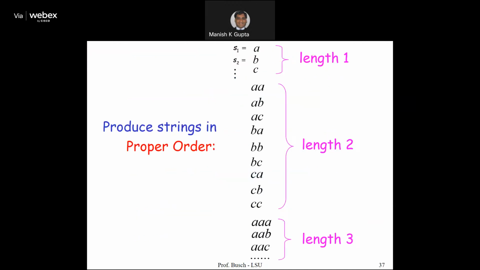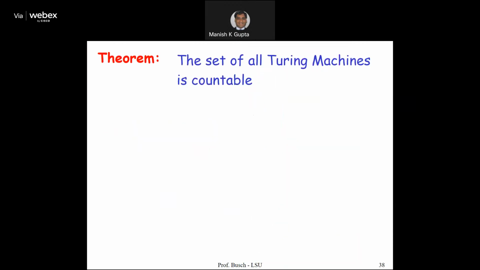So this is how the order works. You can start with first, second, third, fourth, fifth, sixth, and keep on counting. Essentially, we arrive at the result that the set of all Turing machines is countable, because it is a collection of binary strings. You just enumerate with respect to length, and you can find an enumerator for it.